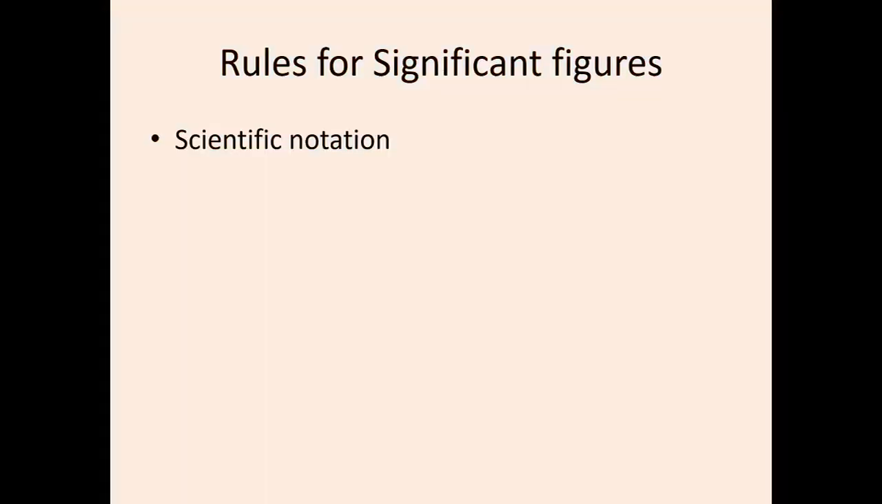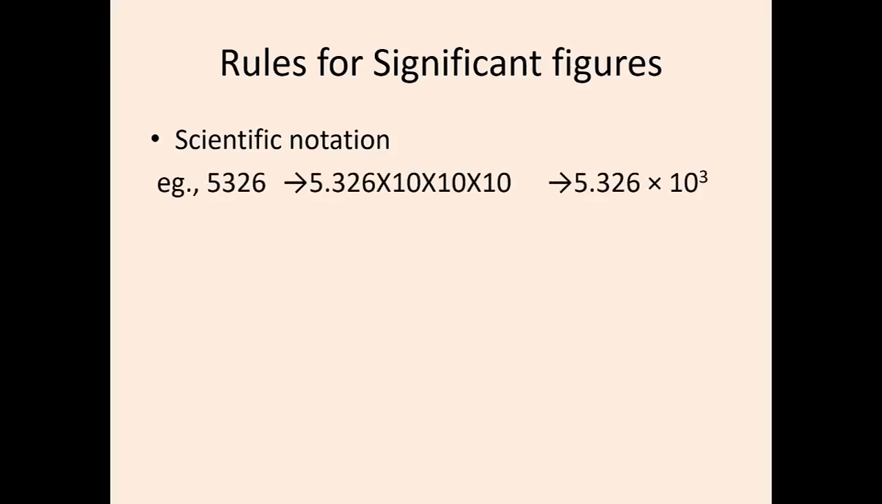Next is about numbers represented by scientific notation. Scientific notation is a convenient way to write a very small or very large number. Here the numbers are written as a product of a number between 1 and 10 times the number 10 raised to a power. For example, consider the number 5326, which can be written as 5.326 into 10 into 10 into 10, which gives 5.326 into 10 raised to 3.